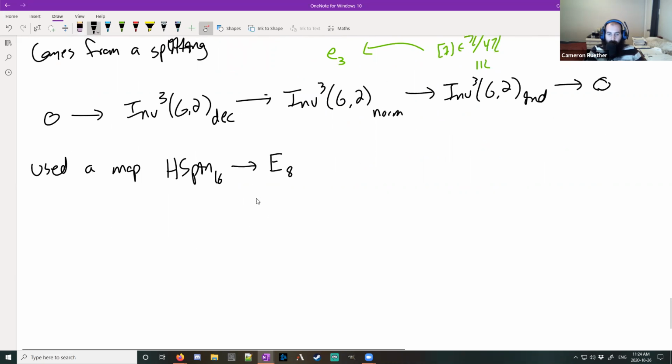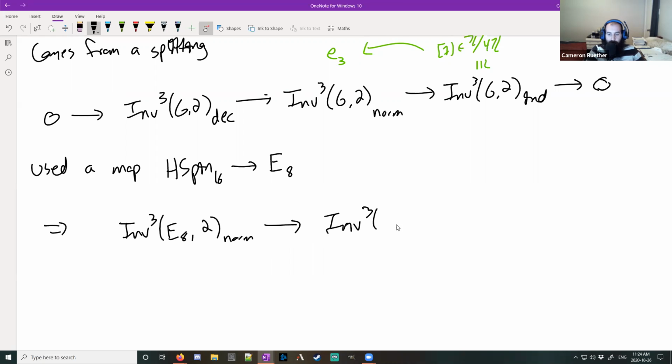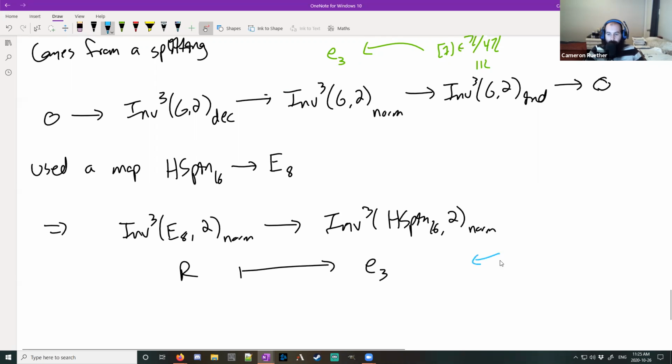This map into E8 I think can be defined just in terms of root systems. This is type D8, this is type E8, and you can embed the Dynkin diagrams and flesh it out into a group map. And so this implies a pullback between the degree 3 normalized invariants of E8 into the degree 3 invariants of HSpin. And this takes the Rost invariant to this element E3. And this was all constructed by Garibaldi.